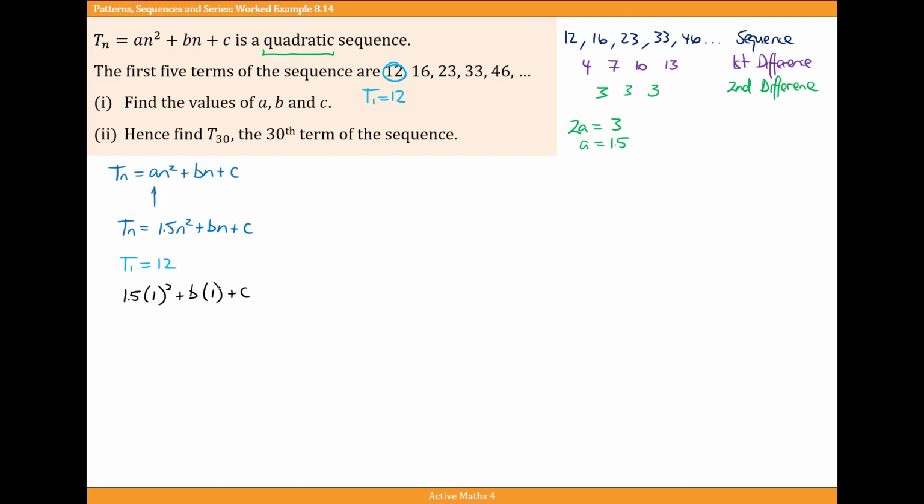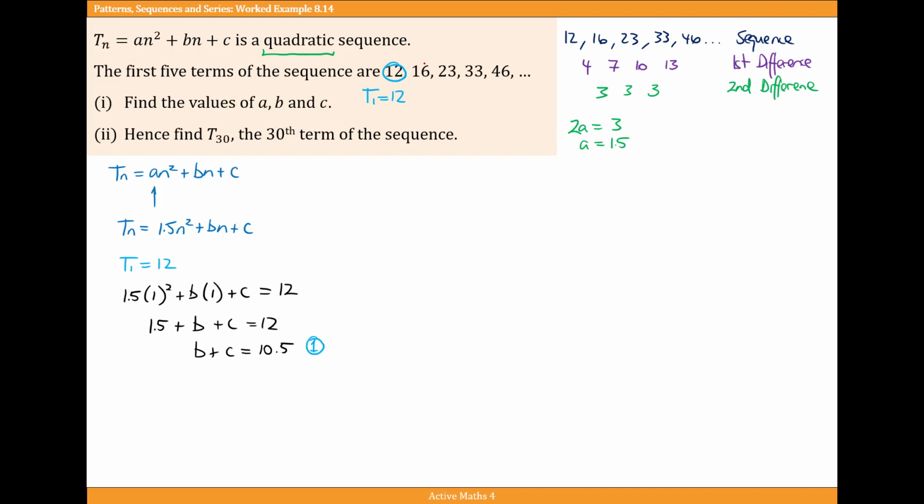And I know the value of term 1. Term 1 is equal to 12. That means that when I put 1 into my formula, it should equal 12. I'm going to tidy this up, so 1.5 times 1 squared is 1.5, plus b times 1 is b, plus c is equal to 12, and then I have b plus c equals 12 minus 1.5, which is 10.5. And I'm going to call this equation 1, and I'm just going to leave it for a second.